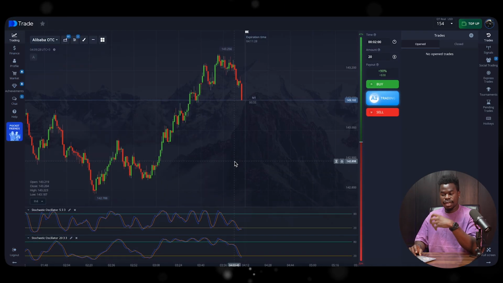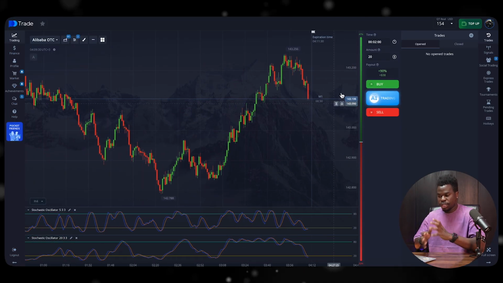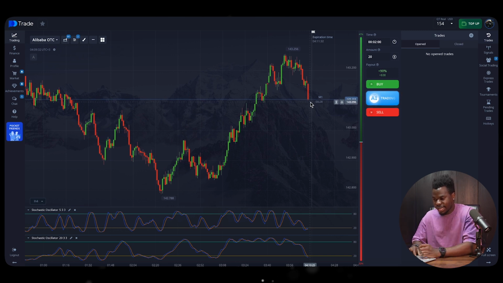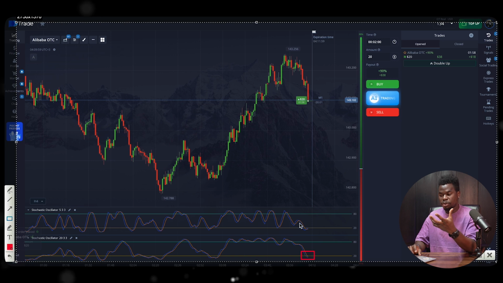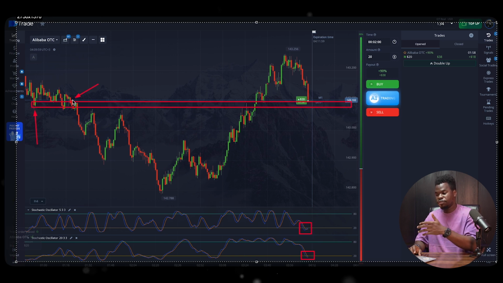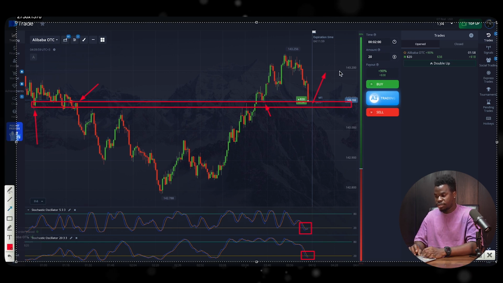After more market analysis, I find a trade opportunity with Alibaba stock and enter an upward trade for 2 minutes again. There is a solid support level with the price bouncing off it at least 4 times. And the stochastic confirms the signal.